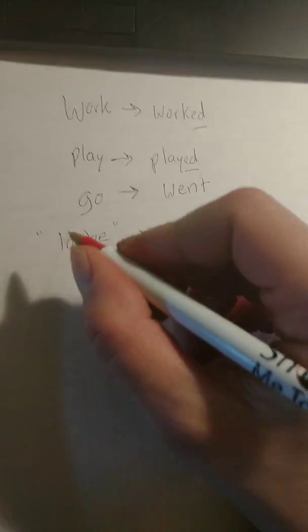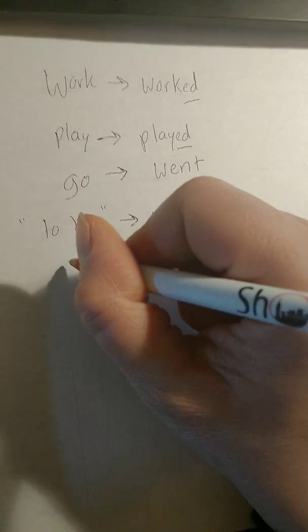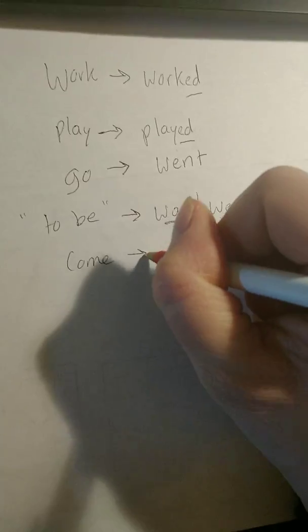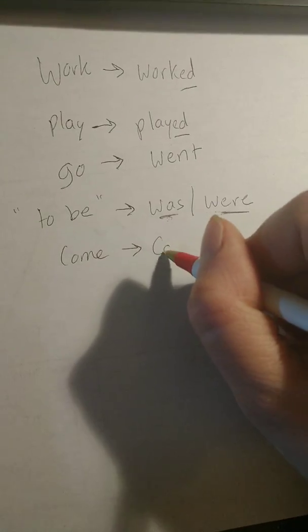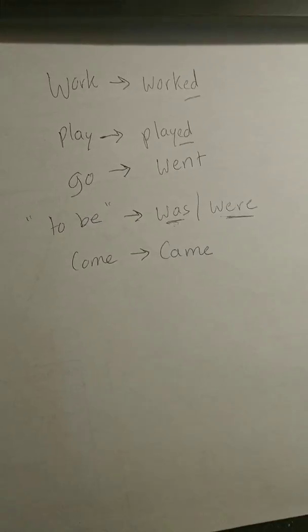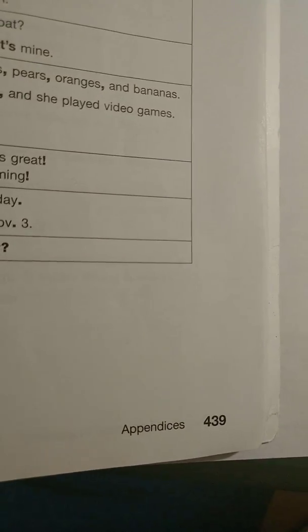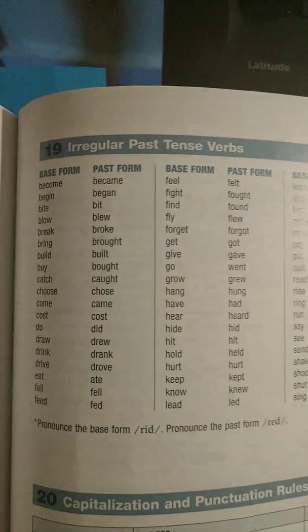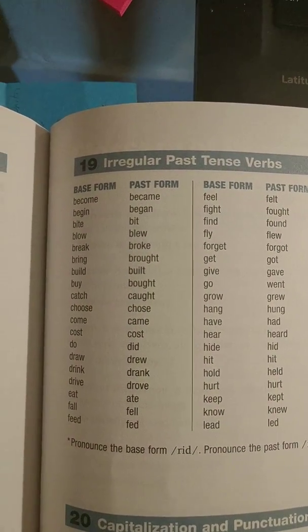Another example might be, I'm thinking of something common, come. The past of come is came. Now, unfortunately, there are many irregular verbs in English, and they're very common. However, in your book, let me show you, in your book on page 439 in the back, there is a chart on the top here called Irregular Past Tense Verbs.